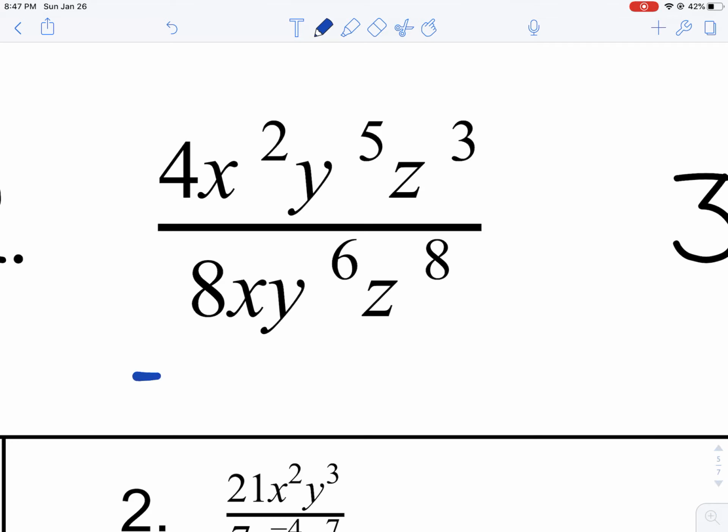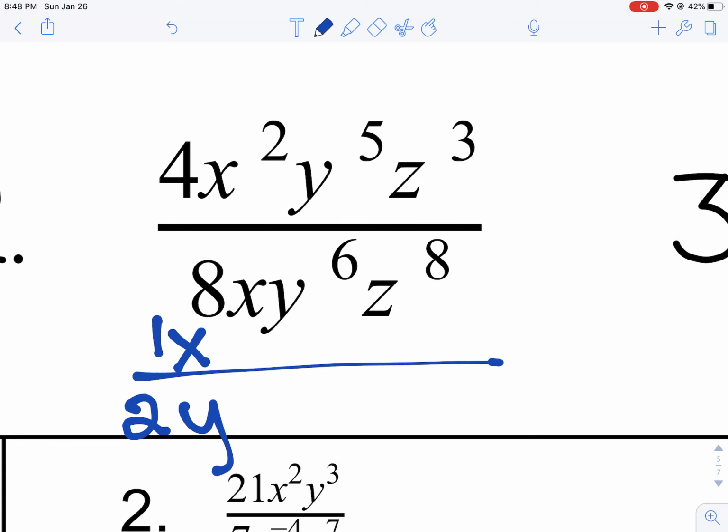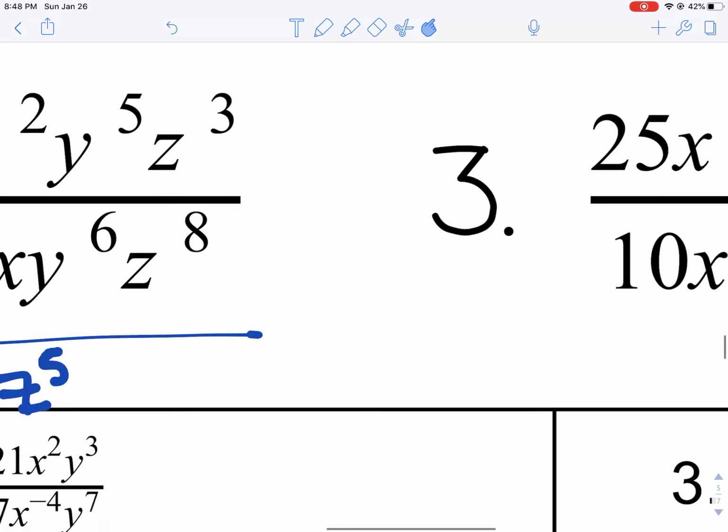If you look at that next one, 4 over 8 would simplify to 1/2. If I look at my x terms, I have 2 x's in the top and 1 x in the bottom. So if I cancel out my pairs, 2 minus that 1 x would give you just 1 x left over. Same with my y's. 6 minus 5 would give me 1 y left over, and then z to the 3rd over z to the 8th. Well, I got more z's in the bottom. If I cancel my pairs out, I would have z to the 5th left in the bottom. Okay, so at that point, I'm done. Nothing else needs to simplify.